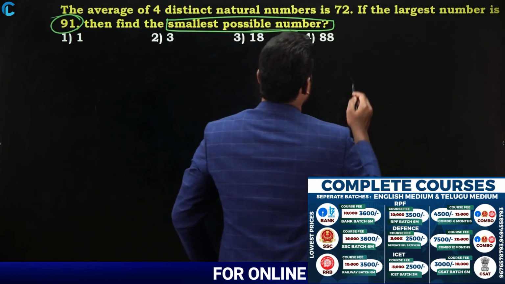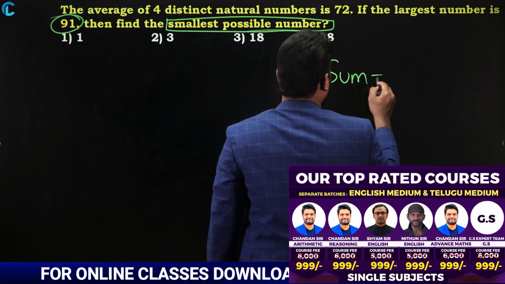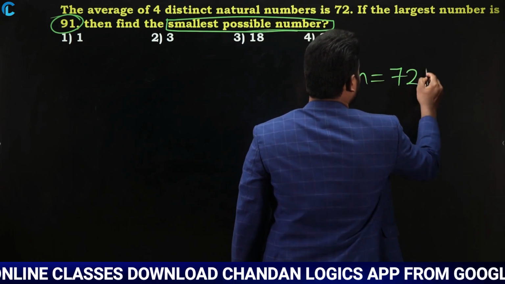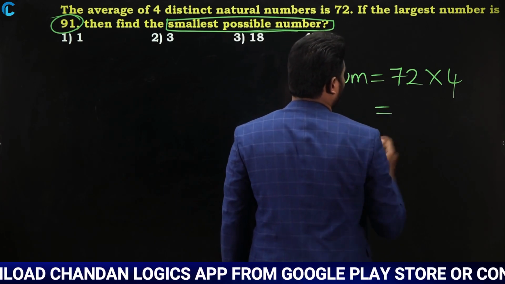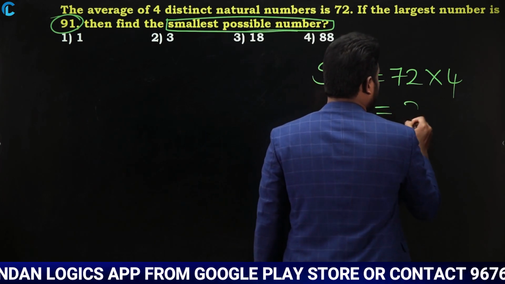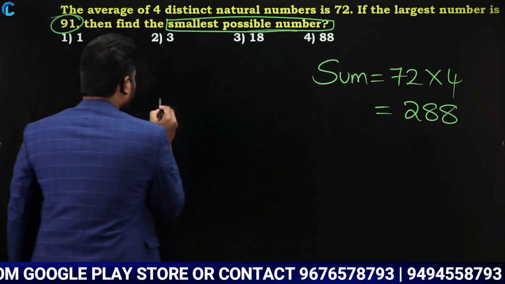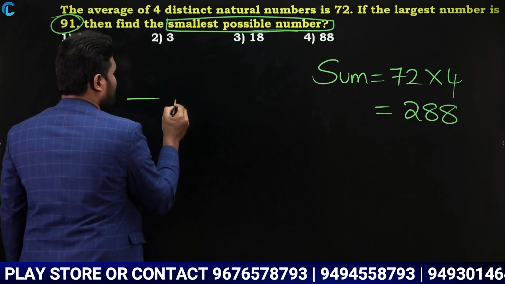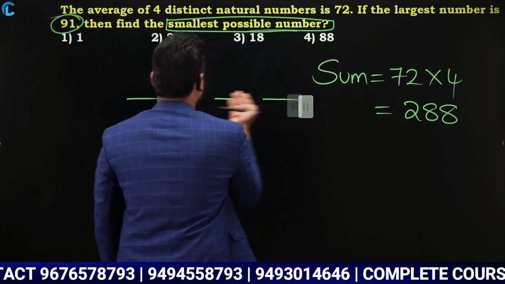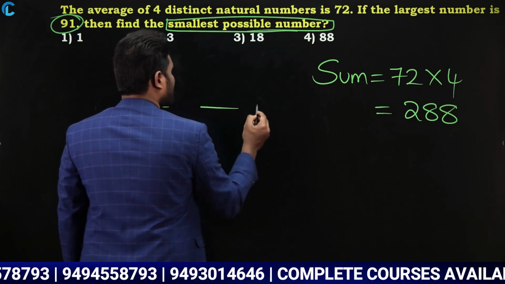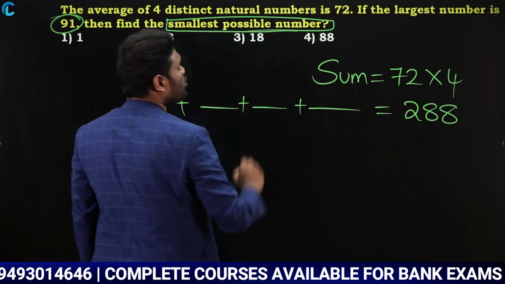Four distinct natural numbers, average is how much? Average is 72. If the average is 72, what would be the sum? Sum would be 72 into 4. So 72 into 4 is going to be 280 plus 8, which is going to be 288. If the sum is 288, now the sum is going to be the sum of 4 numbers, 1, 2, 3, 4. The sum of these 4 numbers is going to be 288.